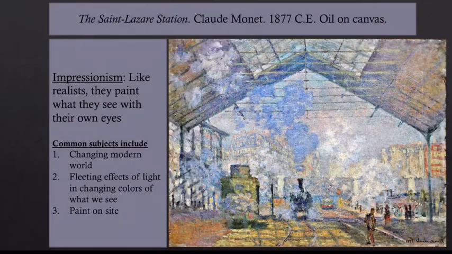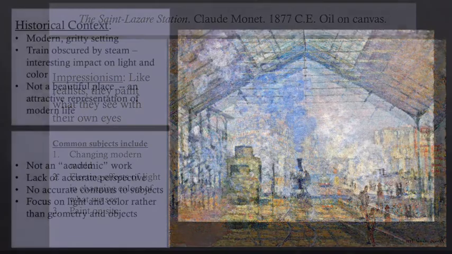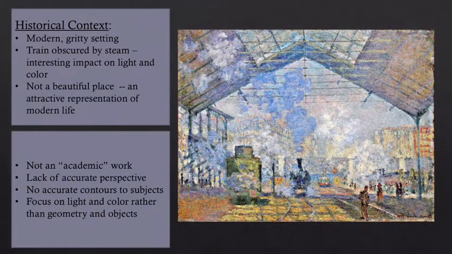Monet's Saint Lazare Station is a great example of Impressionist work. The station itself had a glass roof, and Monet went there in order to get the play of light off of the roof and smoke and the gritty atmosphere of this modern setting. It's not a really beautiful place, but it is representative of modern life, something that was extremely common in Paris at the time.